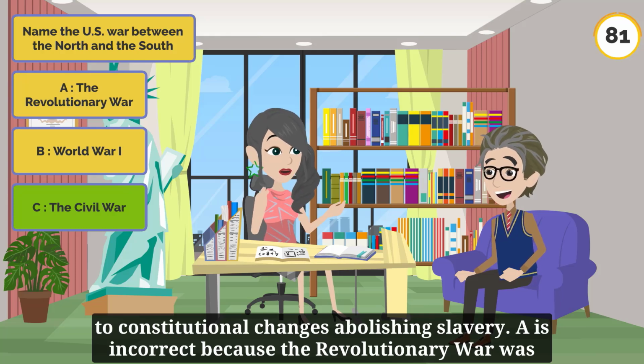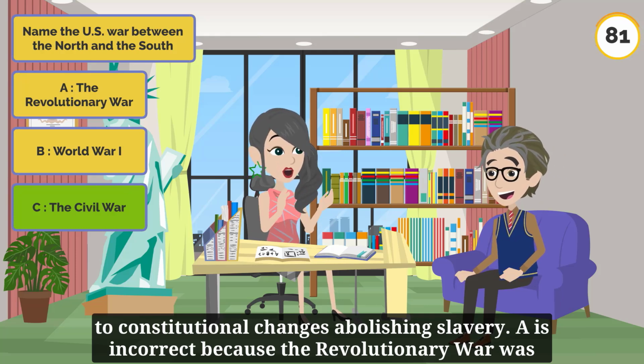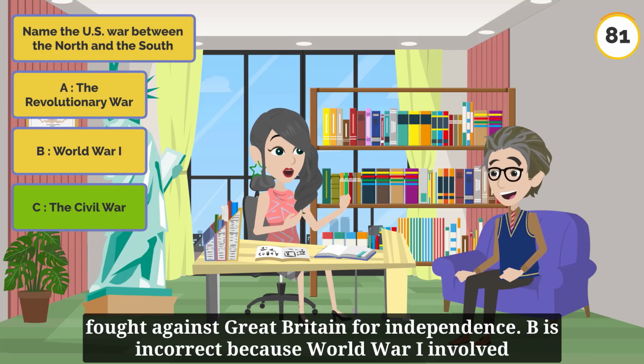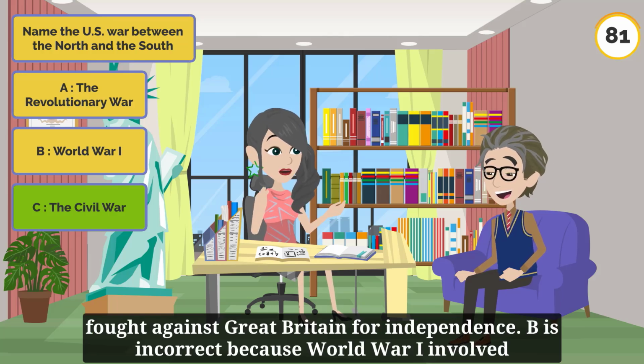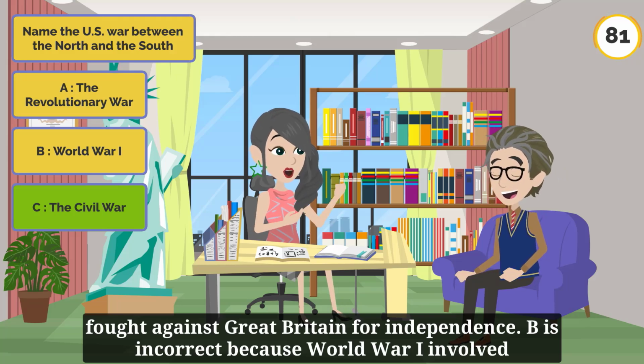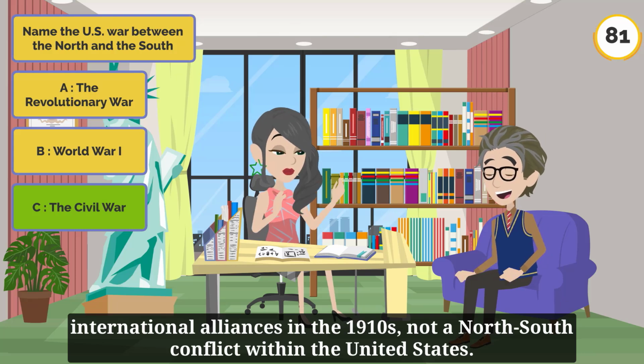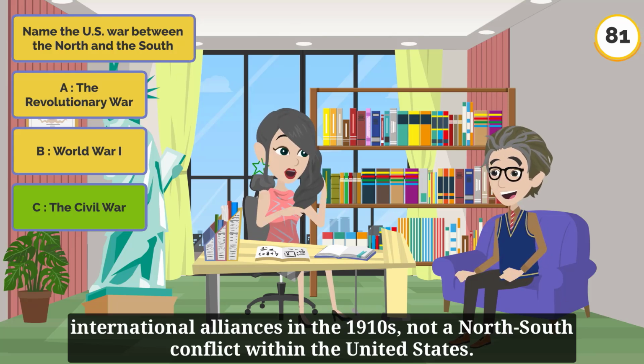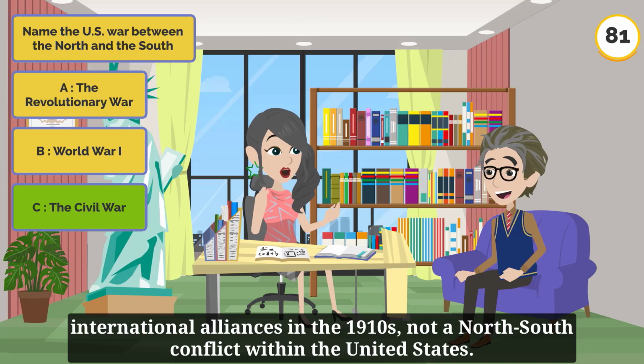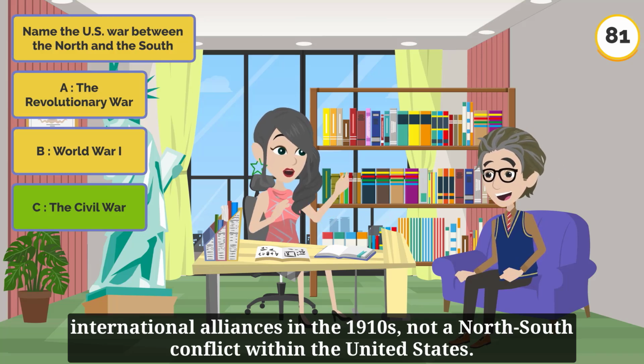A is incorrect because the Revolutionary War was fought against Great Britain for independence. B is incorrect because World War I involved international alliances in the 1910s, not a North-South conflict within the United States.